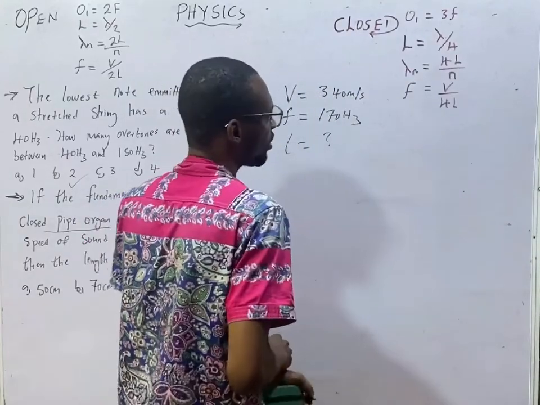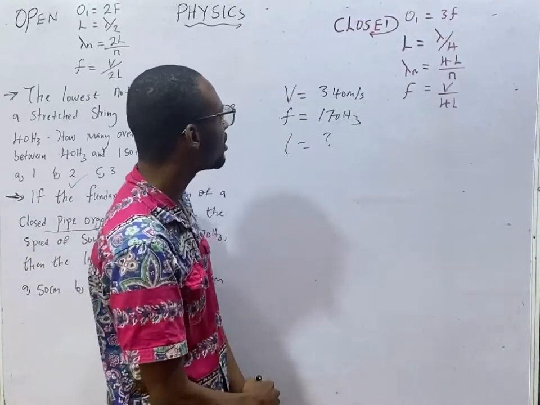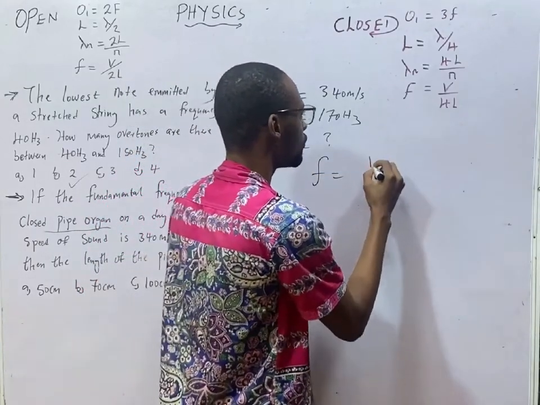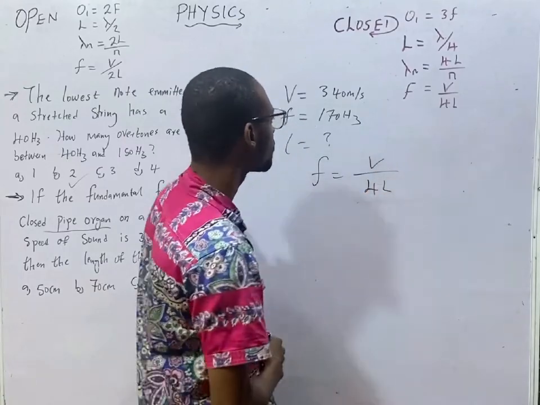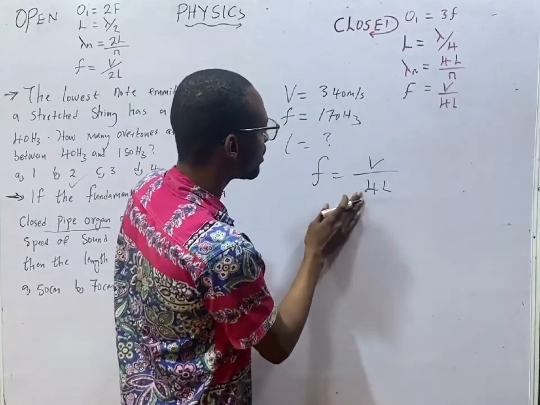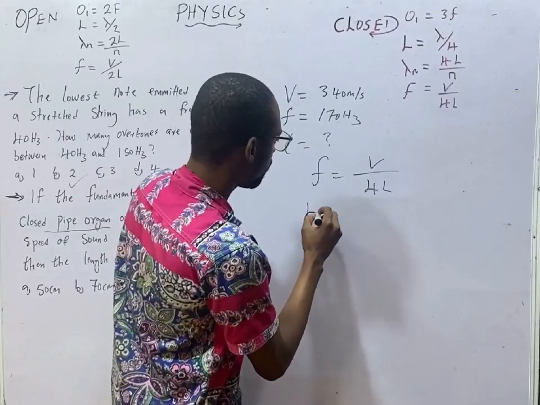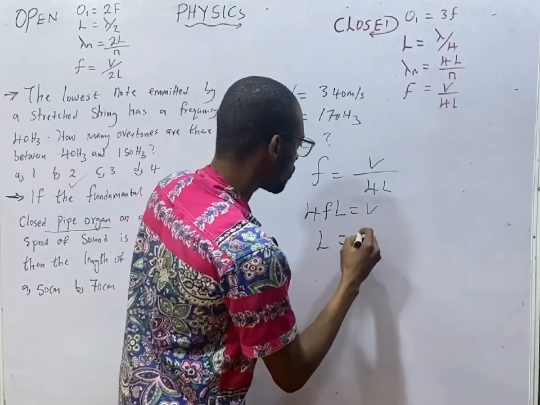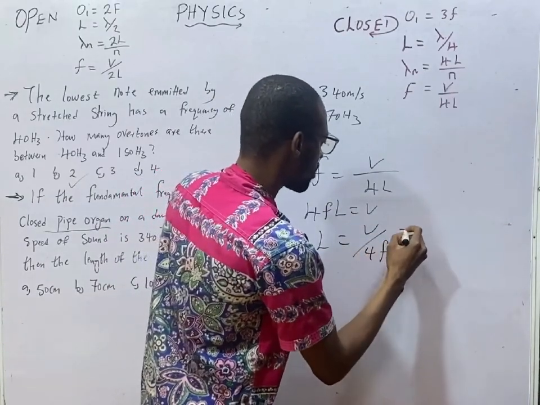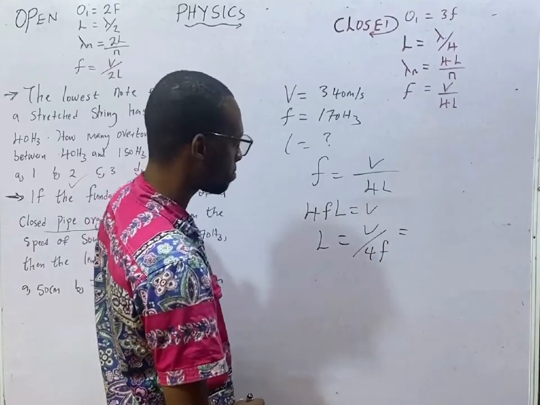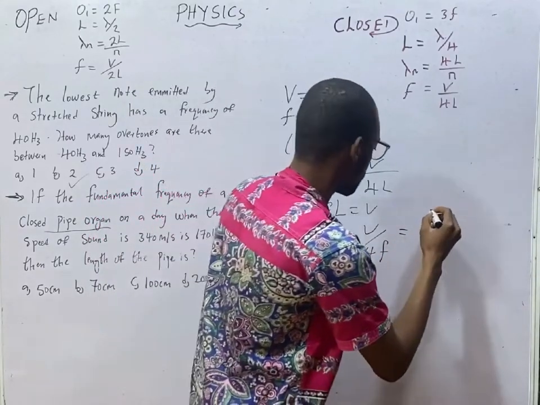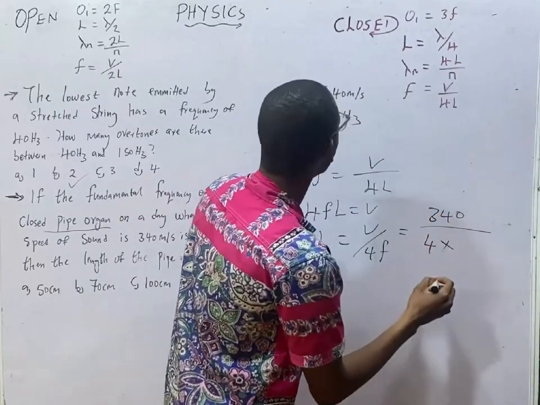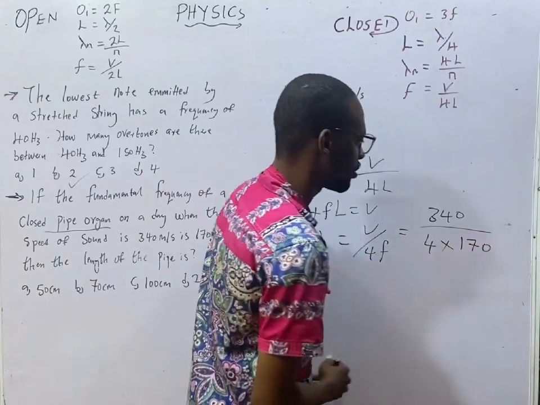For a closed pipe, the formula connecting velocity, length, and fundamental frequency is F equals V over 4L. Making L the subject of the formula, 4FL equals V, so L equals V over 4F. And that will give you velocity, 340, over 4 times 170.